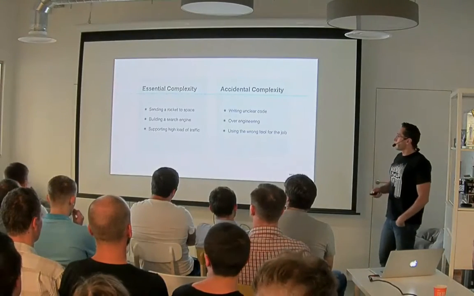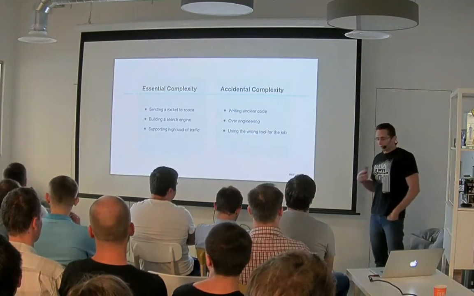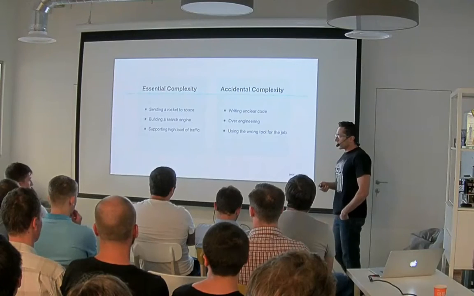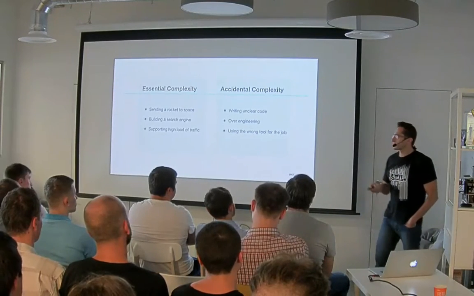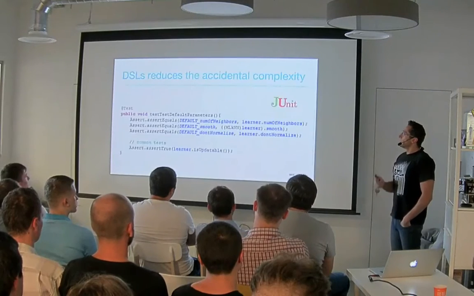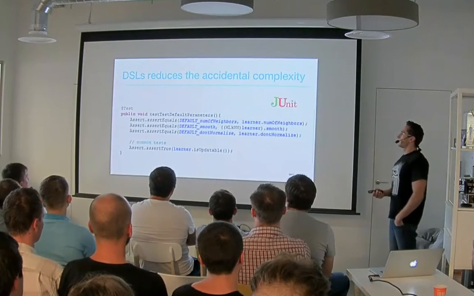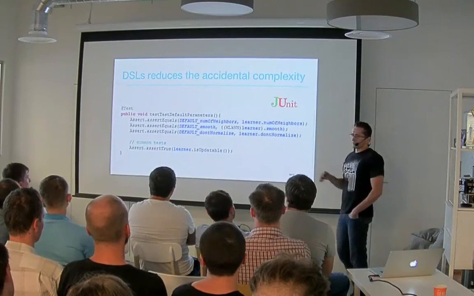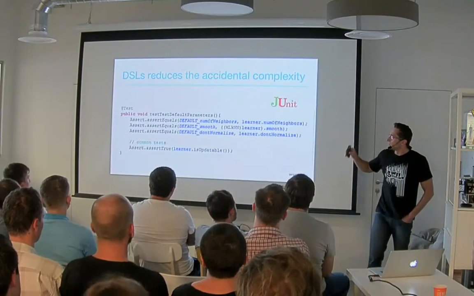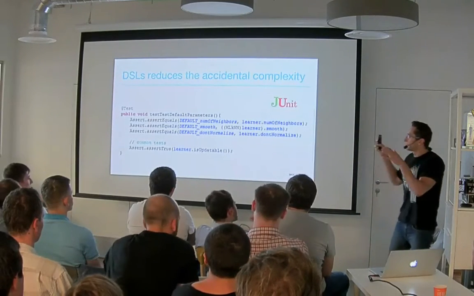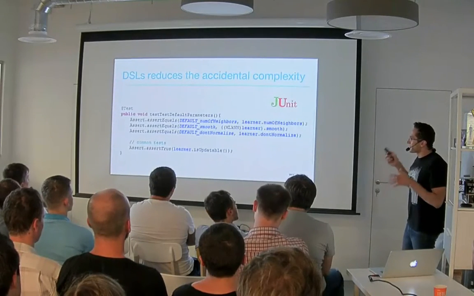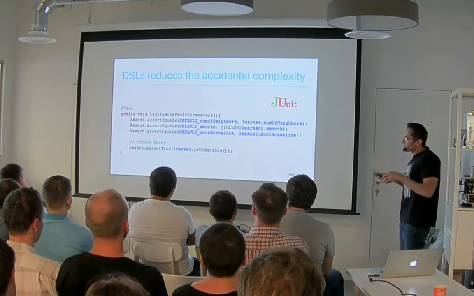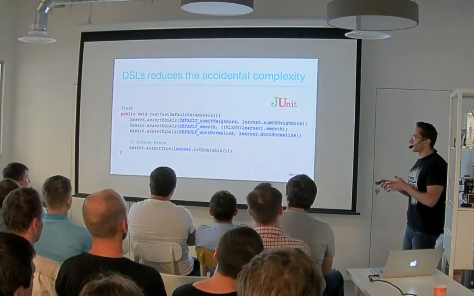Well, my claim is that if we use DSLs, we can reduce the accidental complexity of our code. Let's see a few basic examples. Here we see a test written in the JUnit framework. Nothing to do with TypeScript, don't go into details, just take a higher look at the test. It's really hard to understand what's going on. There are some asserts, some methods. Without going really into details, we won't understand it.